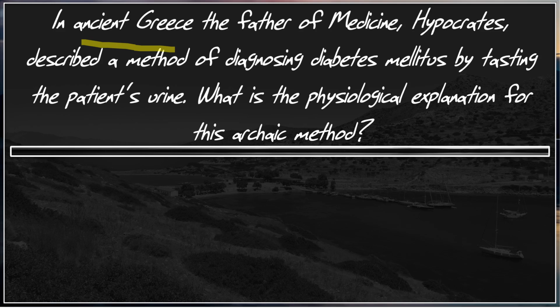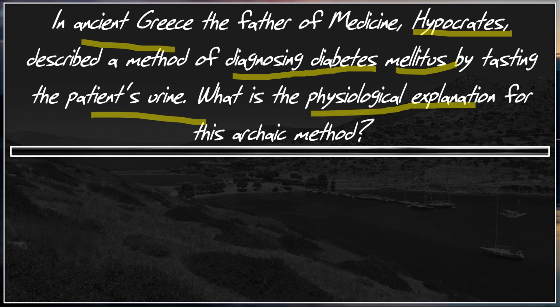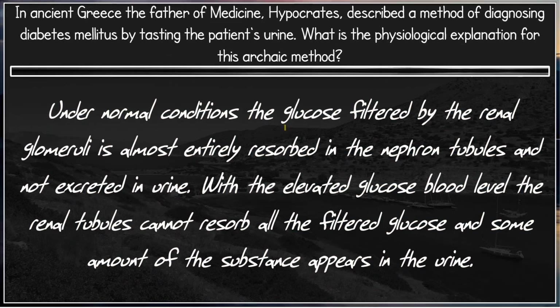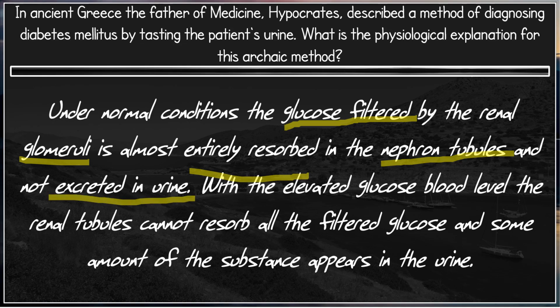In ancient Greece, the father of medicine, Hippocrates, described a method of diagnosing diabetes mellitus by testing the patient's urine. What is the physiological explanation for this archaic method? Under normal condition, glucose filtered by the renal glomeruli is almost entirely reabsorbed in the nephron tubules and not excreted in urine. With elevated glucose blood level, the renal tubules cannot reabsorb all the filtered glucose, and some amount of the substance appears in the urine.